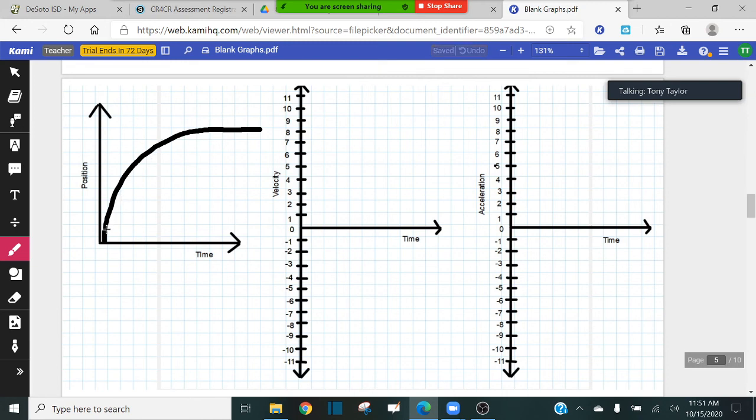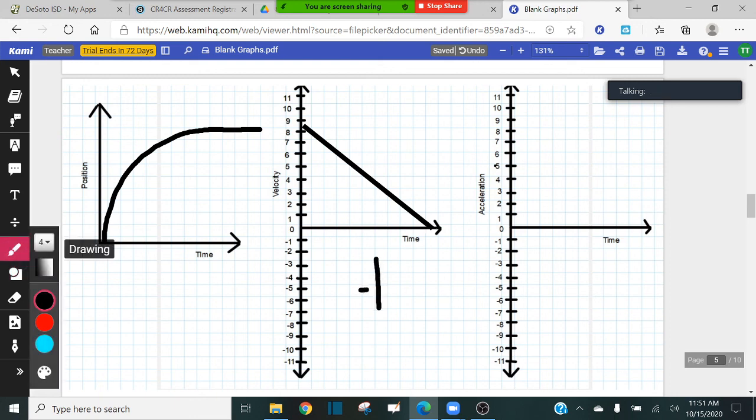And notice how the curve is getting flatter with time. It starts off steep, and it gets flatter and flatter. So remember, on a position versus time graph, if you're getting flatter with time, that means you're slowing down. So we're slowing down in the positive direction. So if I come over here to my velocity versus time graph, I need to be at the top, but my line has to be approaching zero.